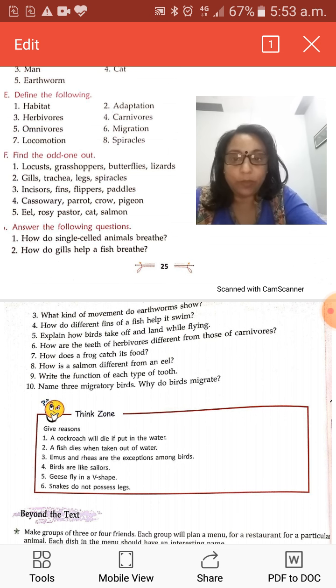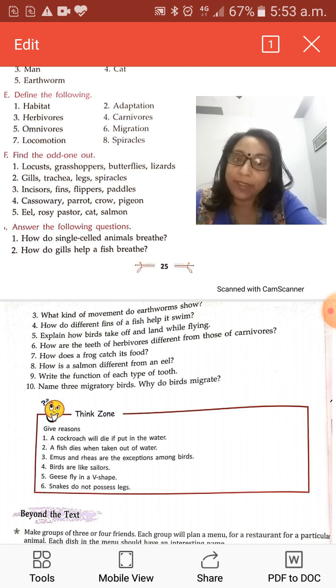Next is cassowary, parrot, crow, pigeon. So parrot, crow and pigeon, they never migrate, and cassowary, it is a migratory bird.